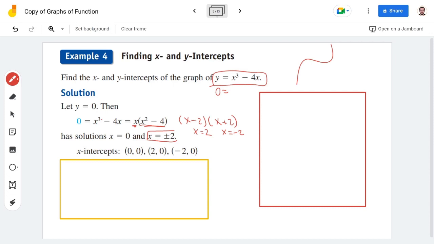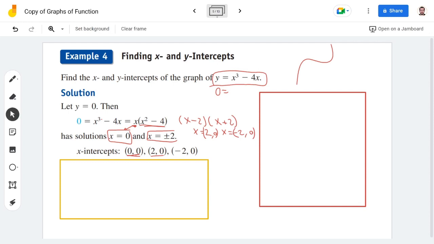And there is an x here. So this x here represents what? x equals 0. Don't forget this x. So now we have 3 coordinates, 3 x-intercepts. The first one is what? 0, 0. The second one is 2 and 0. And the third one, negative 2 and 0. So we have 3 x-intercepts. Clear?